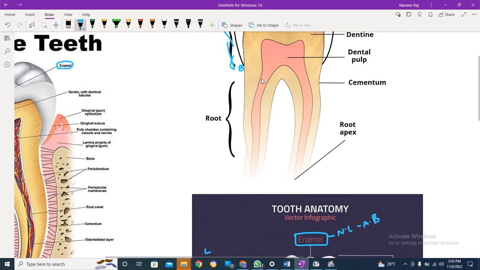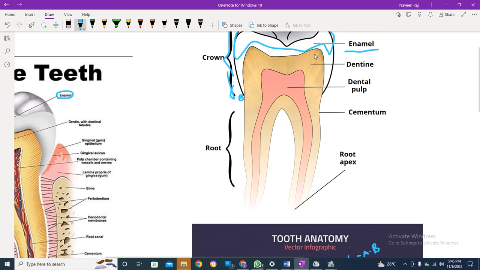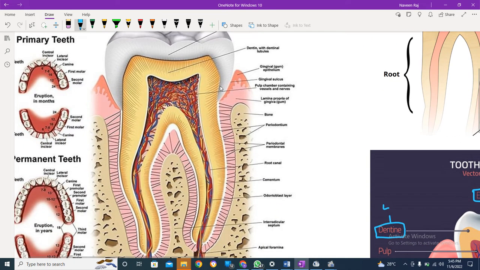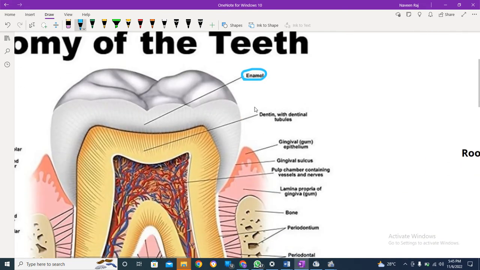Dentine, if you see in this one, is part of the complete structure. This one, dentine over here. And if you see in this picture, here we have got the dentine with dentinal tubules. Dentine has several tubules, that make it rigid and an attached piece. So that is the dentine.